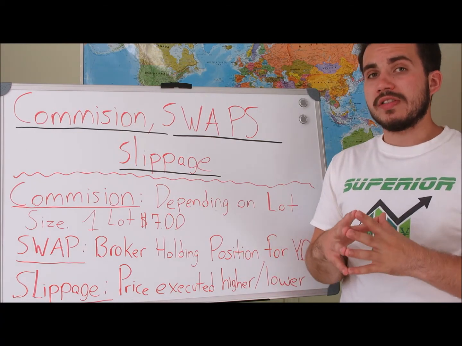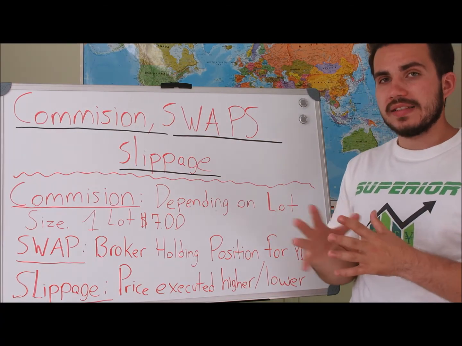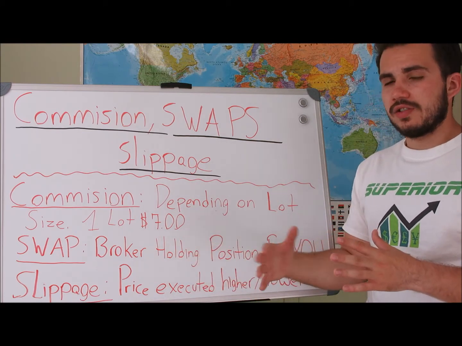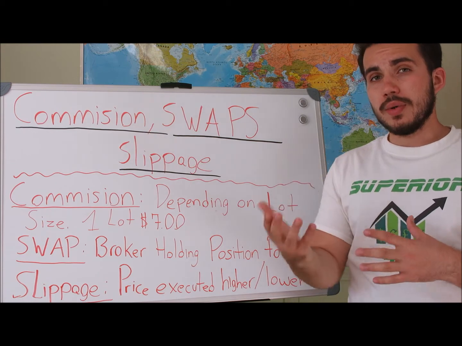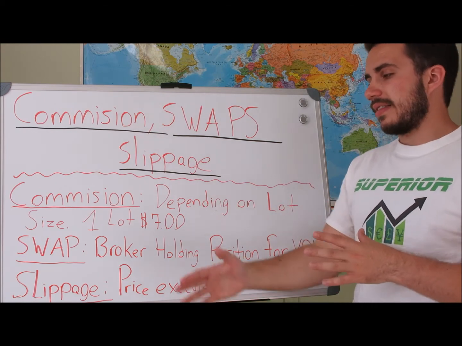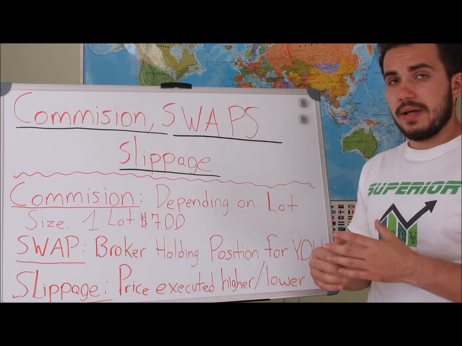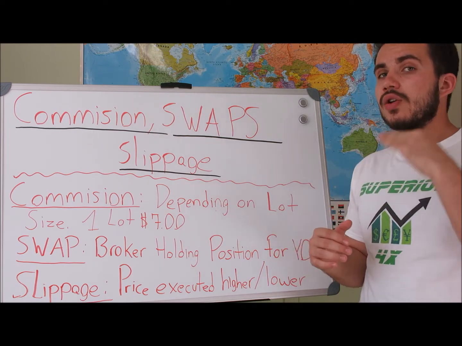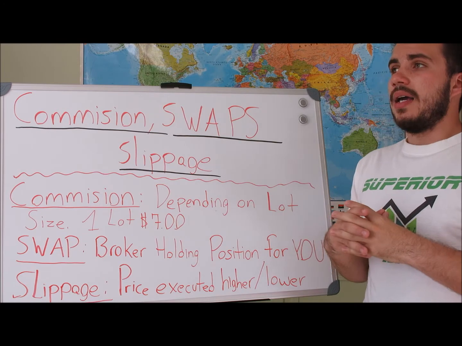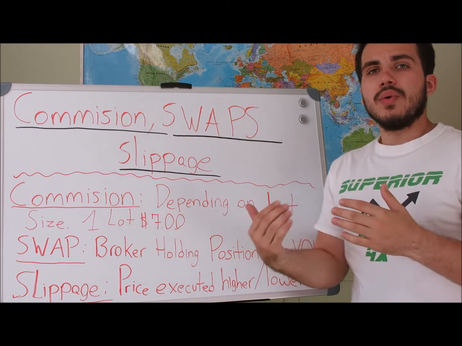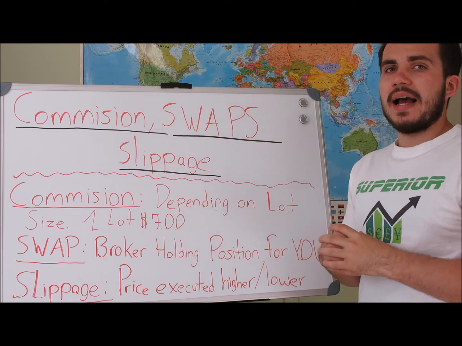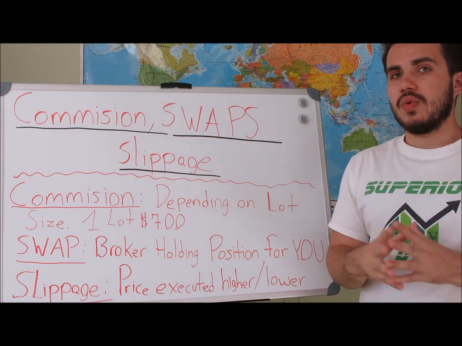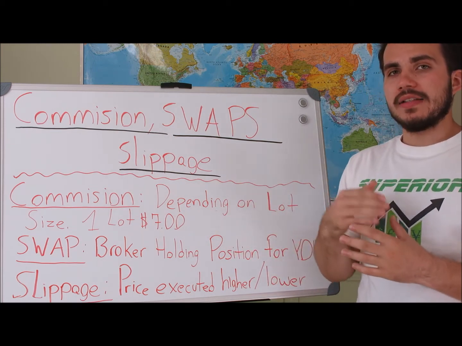Also, if you set pending orders such as buy stops and sell stops, your price is not guaranteed as well. The true ECN brokers will tell you that slippage is normal, and if the broker cannot execute at your desired price, the broker has the right to execute your trade at the next best price. So that's something you want to be aware of as well.